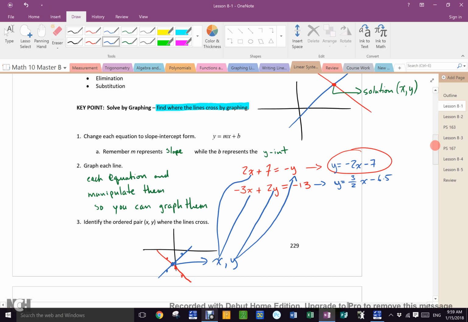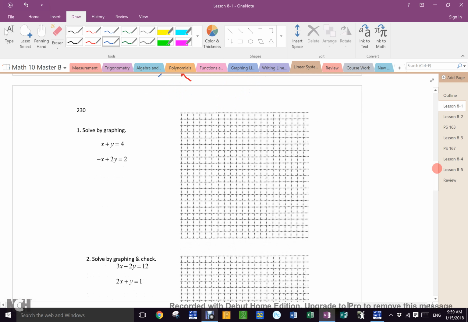Okay, let's try this. Turn the page over. Solve these by graphing. Now you'll notice I didn't put axes or a scale on here. Why? Because what if I end up with fractions, right?